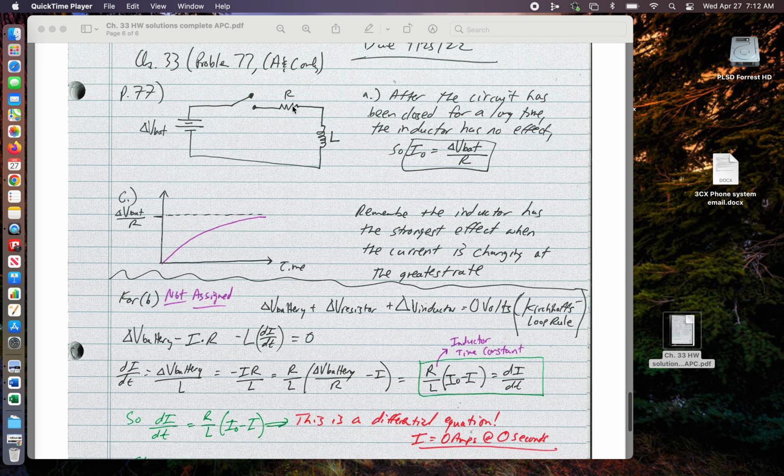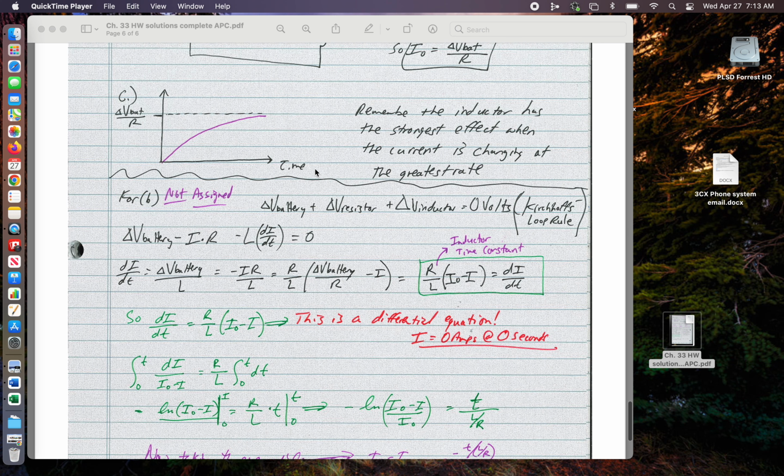For 77, I asked you to do A and C. So the current going through this after a long, long time would be V battery divided by the resistance. If it's been closed for a long, long time, and this inductor has zero resistance, the only thing opposing current flow would be the resistor. Initially, if this was closed, there would be a big opposition to current flowing, and it would be significantly different.